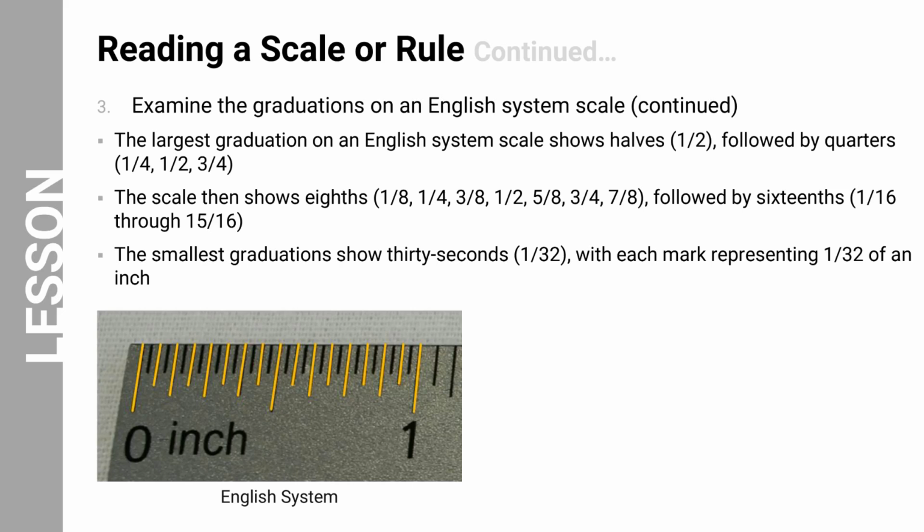On an English system scale, graduations begin with the largest divisions showing halves, 1/2, which are then subdivided into quarters, 1/4, 1/2, 3/4. The scale becomes more precise with eighth divisions, 1/8, 1/4, 3/8, 1/2, 5/8, 3/4, 7/8, and even finer with 16th divisions, 1/16 through 15/16. The most precise measurements on the scale show 32nds, where each small graduation mark represents 1/32 of an inch.